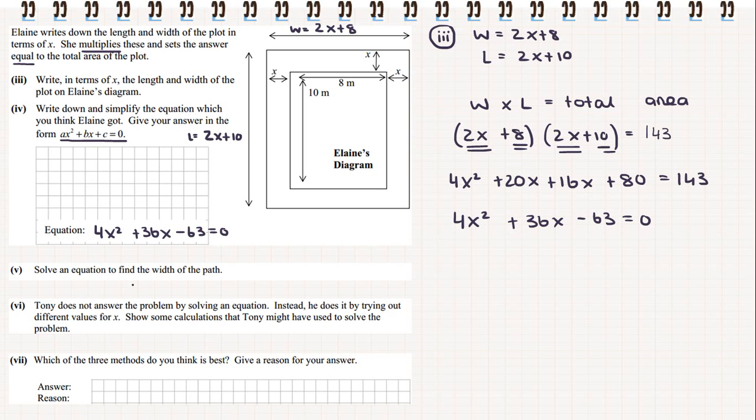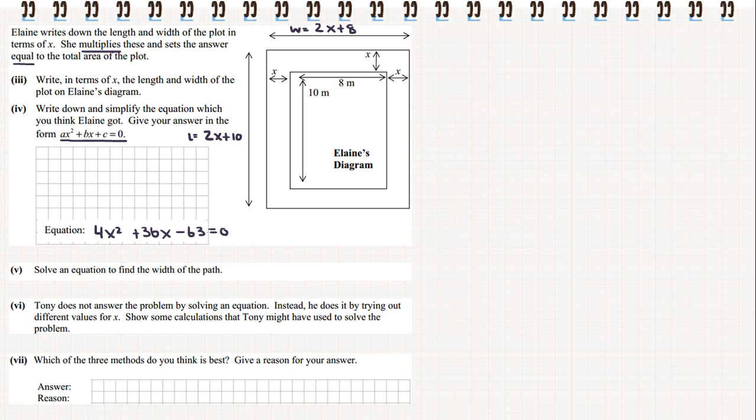Part 5. Solve the equation to find the width of the path. So if we're looking for the width of the path, really what we want to do is find x. So we have 4x squared plus 36x minus 63. The first thing I do is I draw my brackets. And here we're just solving the quadratic.